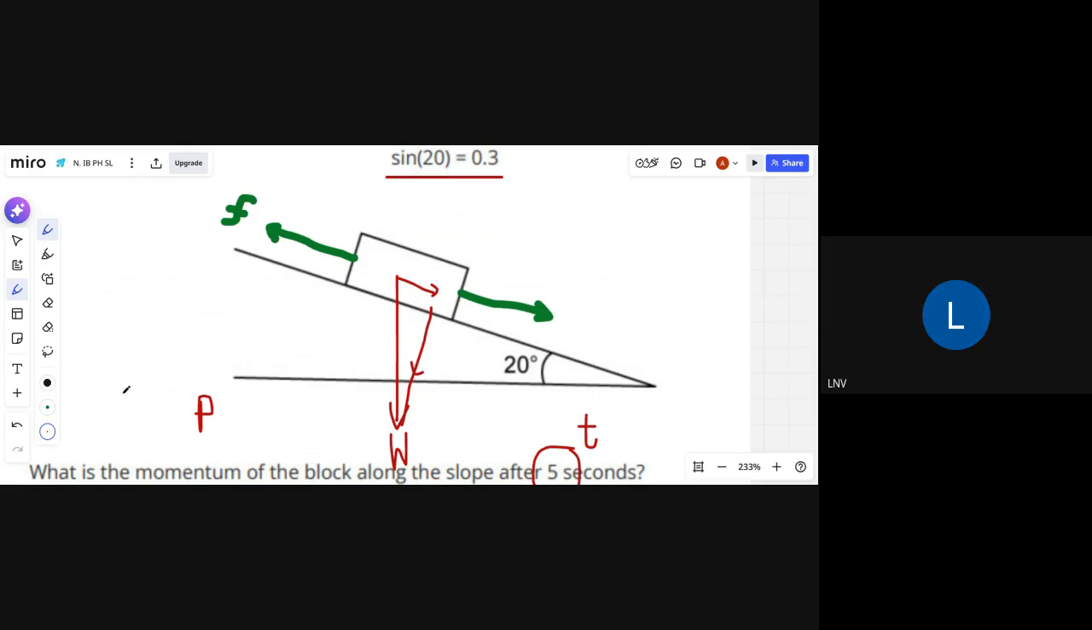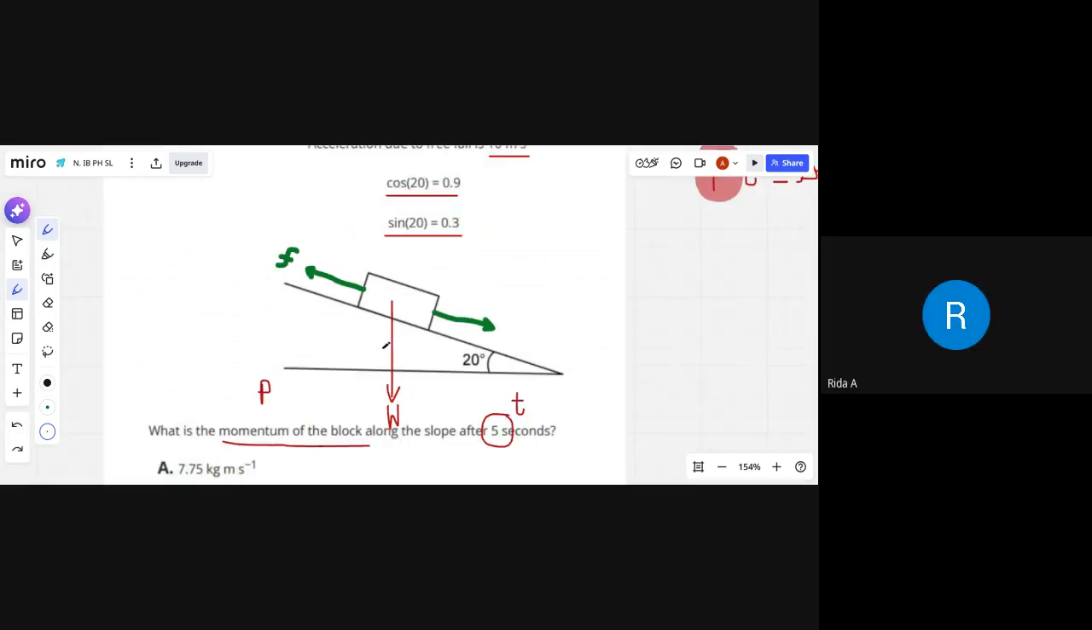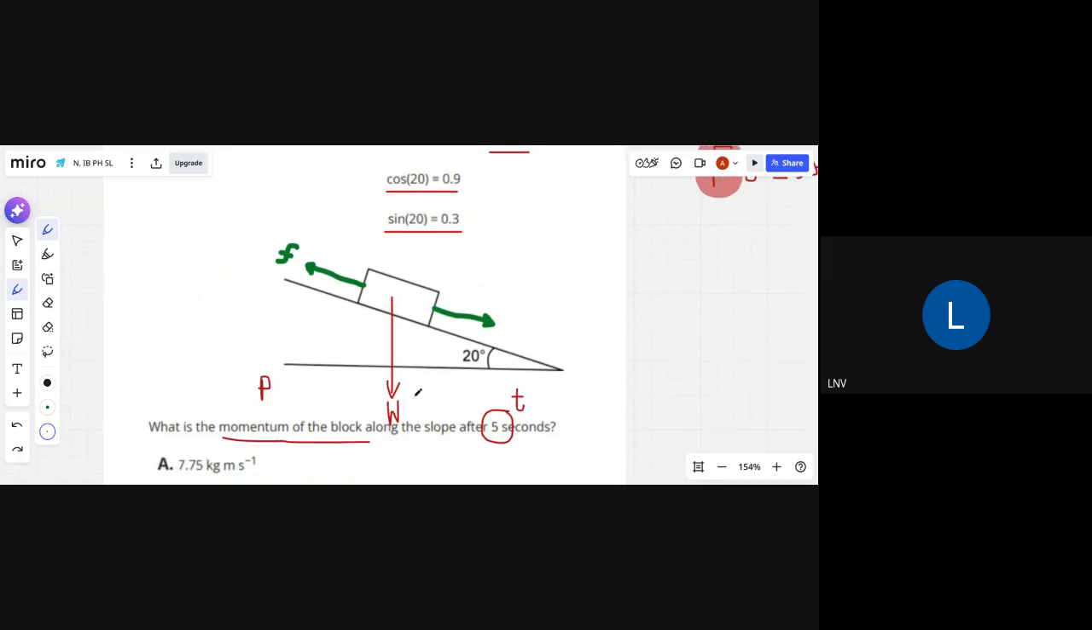2 kilograms. So 2 times, can we round to 10? Yep. So 20 is the hypotenuse, right? Okay. Then we have something. So the angle is 20 degrees.